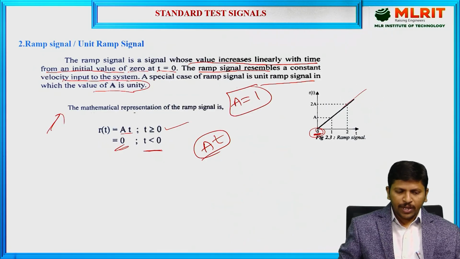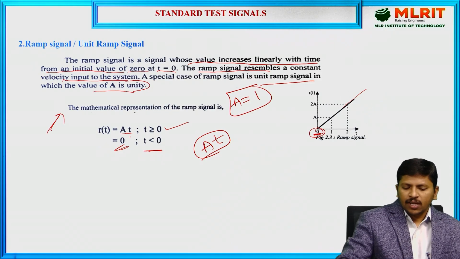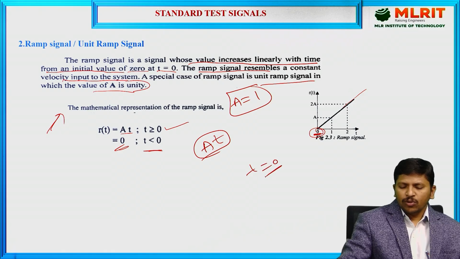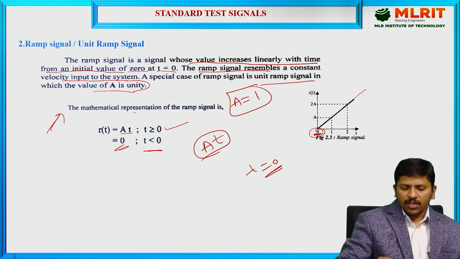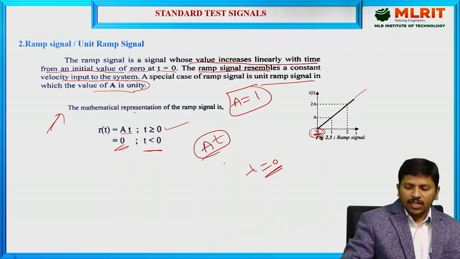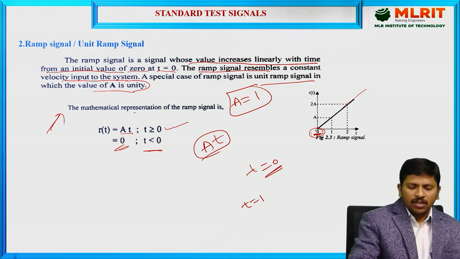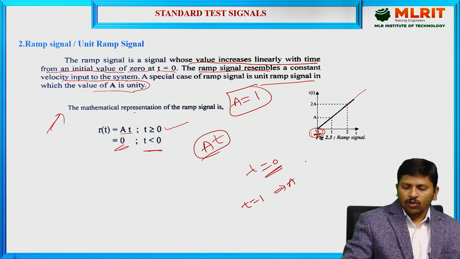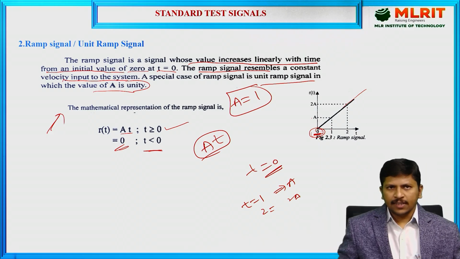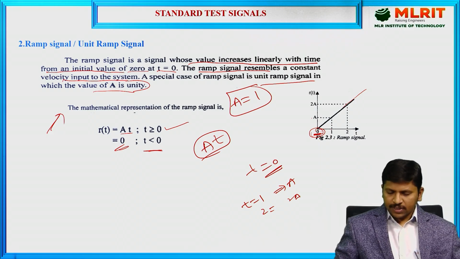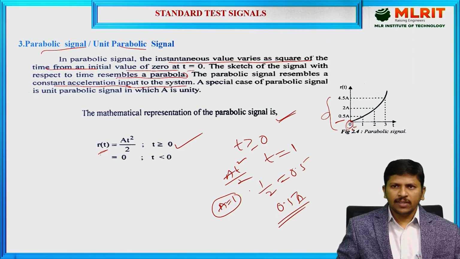Just observe the previous ramp signal also. For example, consider t equals to 0; here we get the value 0 only. Next, at t equals to 1, we get a only, so 1a. Next 2a, and like that the values increase linearly. That is the ramp signal, and this is the parabolic signal.